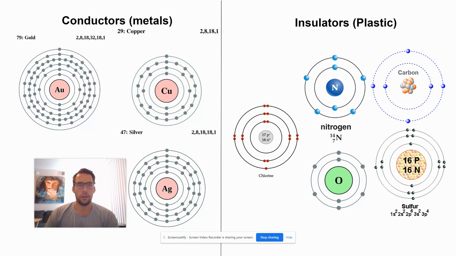So I want to take a look at some of these atomic structures in a bit more detail. Take a look at the conductors, and then take a look at the insulators. And what do you notice about the outer shell for each of these? Take a second to think about that.